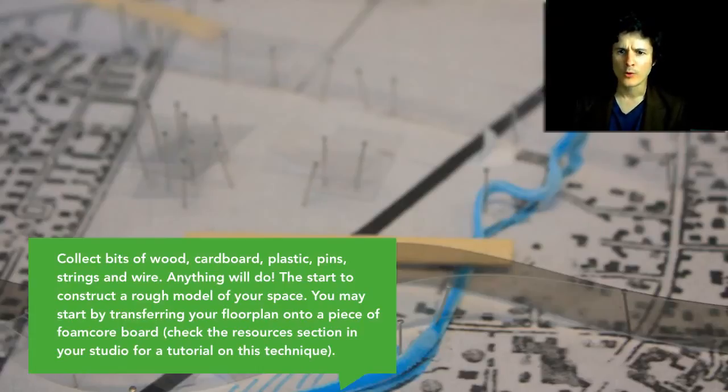So what we need to do is to gather lots of materials, bits of wood, cardboard, plastic, pins, string, wire, anything you can get your hands on. In this picture here, I used a base which has the aerial view of the town transferred onto it. And if you want to check out a tutorial, go into the studio and click on the resources, and you might find a quick tutorial on how to achieve that transfer from a photocopy onto some foam core.